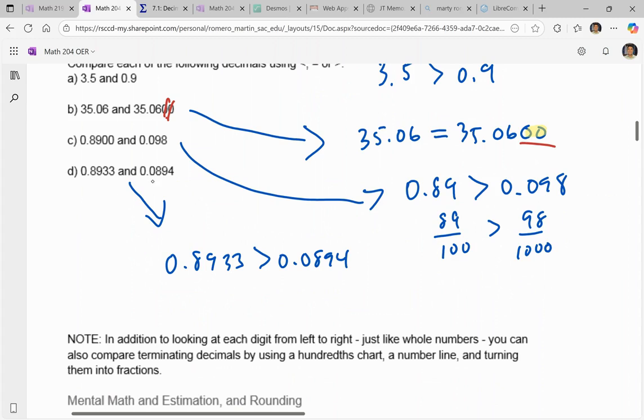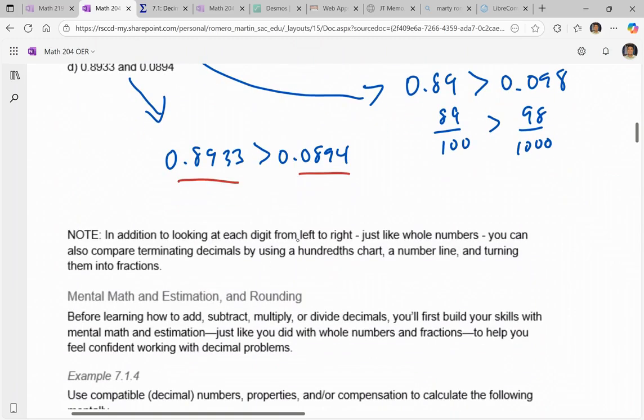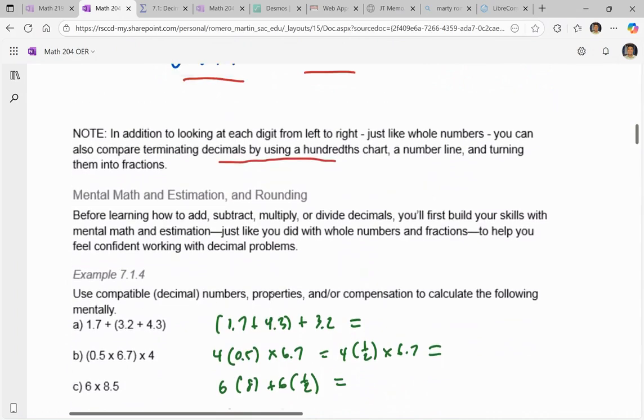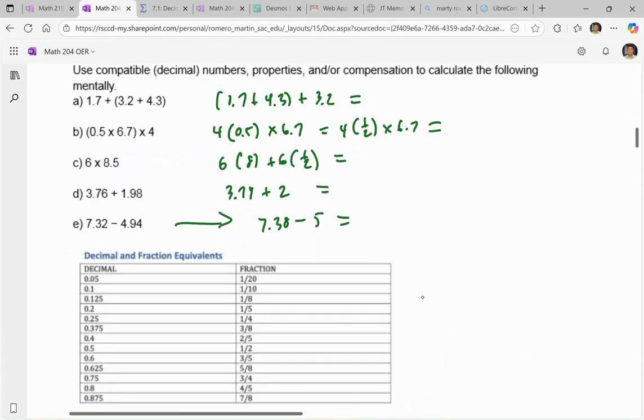And then this last one, the same idea. There's an 8, a 0, 894. Again, 894 looks bigger than 893, but because of the value here, it's bigger. It takes some time, but we see that one would be bigger. That's a smaller number. So we look at digits from left to right, just like whole numbers. But keep in mind, we could use a hundreds chart, a number line, or turn them into fractions if that is helpful for students. Keep all that in mind as we're helping students understand the order of fractions.